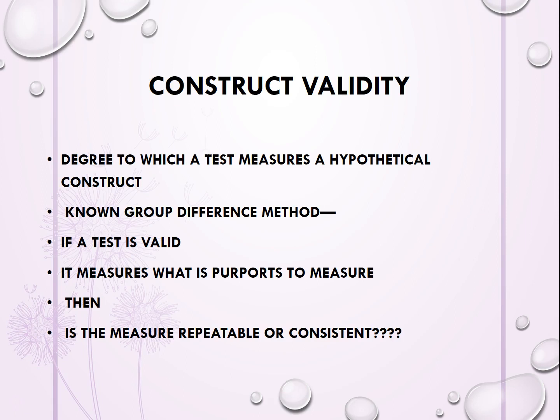The known group difference method is sometimes used in establishing construct validity. It is a method in which the test scores of groups that should differ on a trait or ability are compared. For example, construct validity of a test of anaerobic power can be demonstrated by comparing test scores of sprinters and jumpers with those of distance runners. If a test is valid, it measures what it purports to measure. Then, is the measure repeatable or consistent?